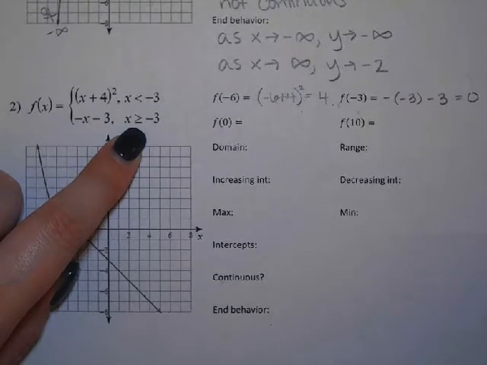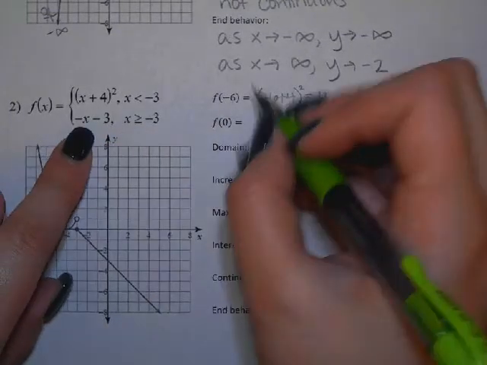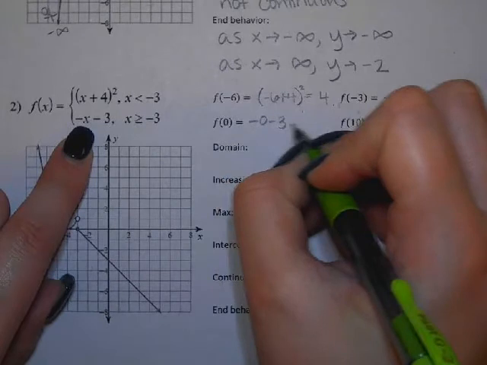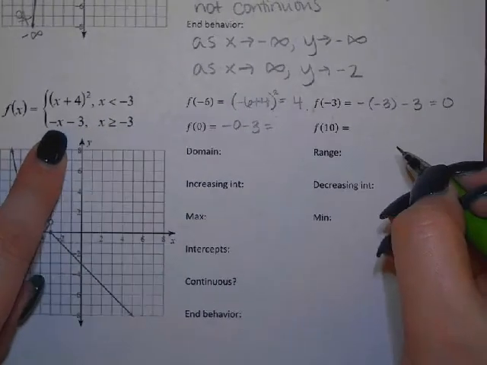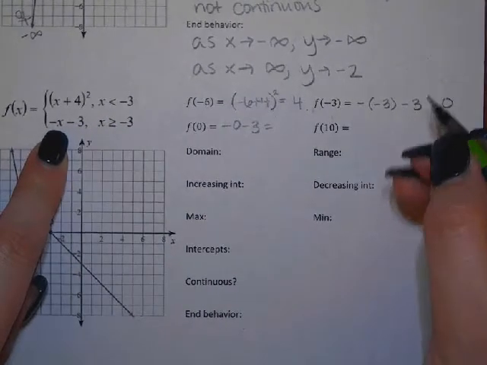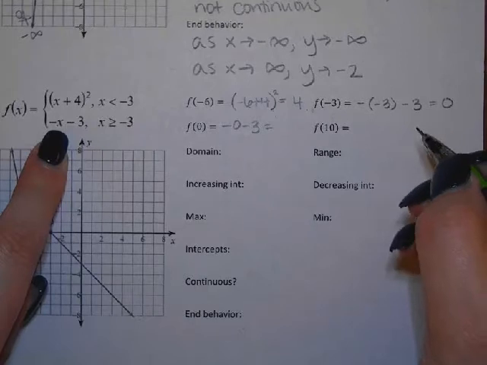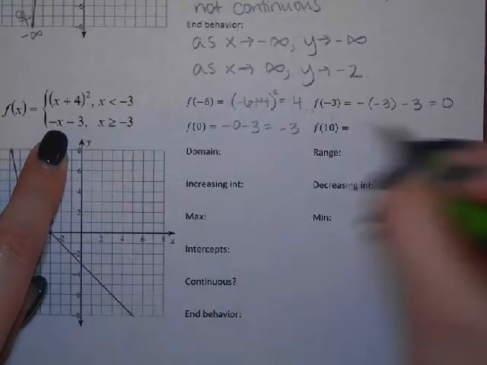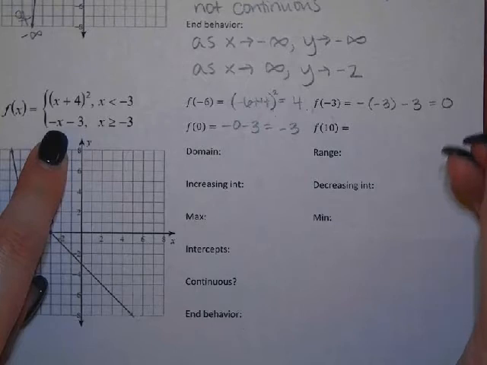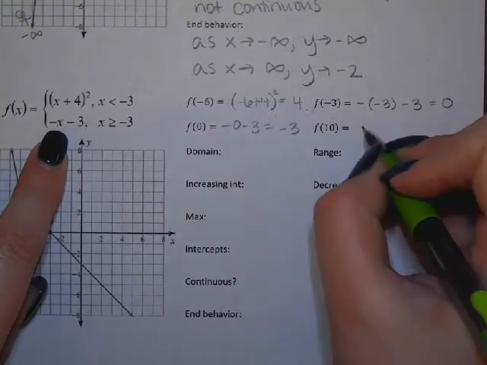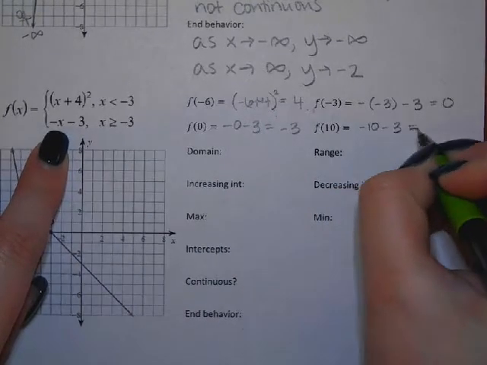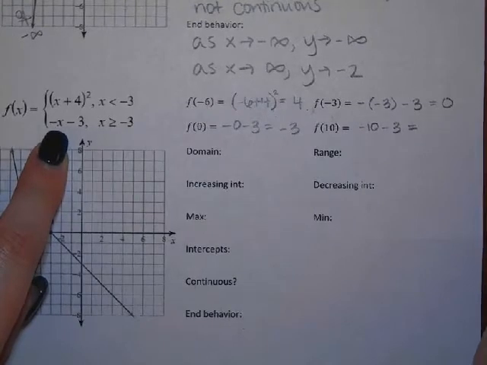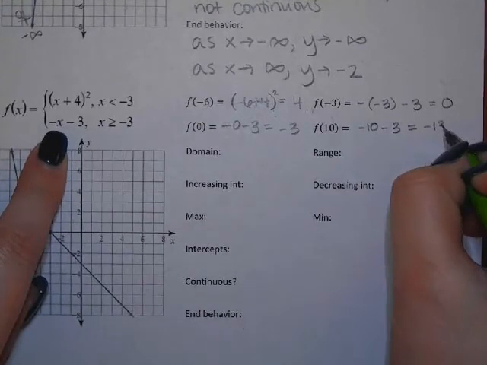All right, which one do we plug 0 into? The bottom one, okay. So we got -0 minus 3. And -0 minus 3 is -3, okay. And then which one do we plug 10 into? The bottom one. So -10 minus 3 is -13. Okay.